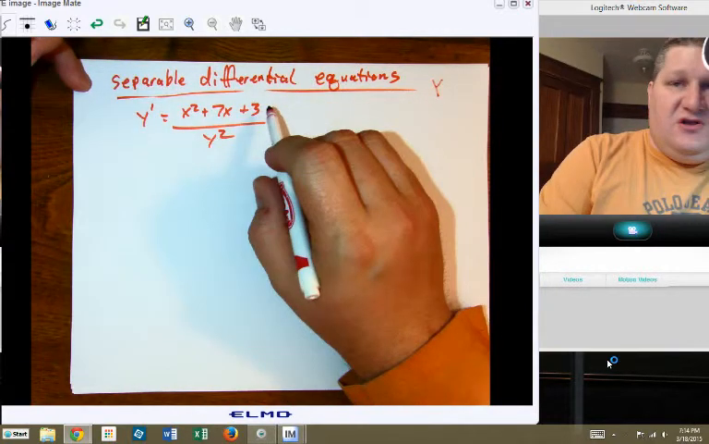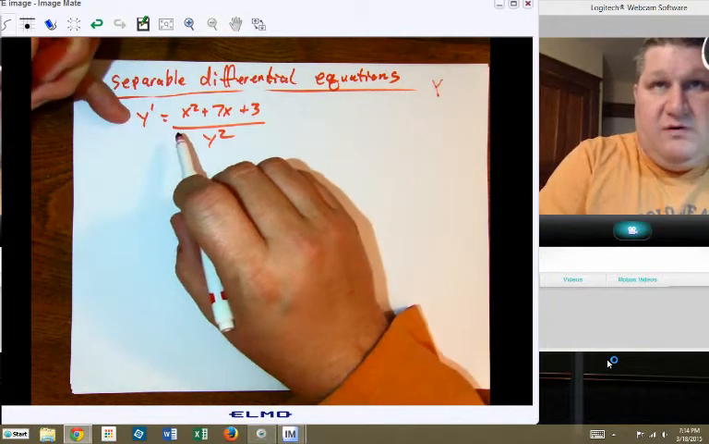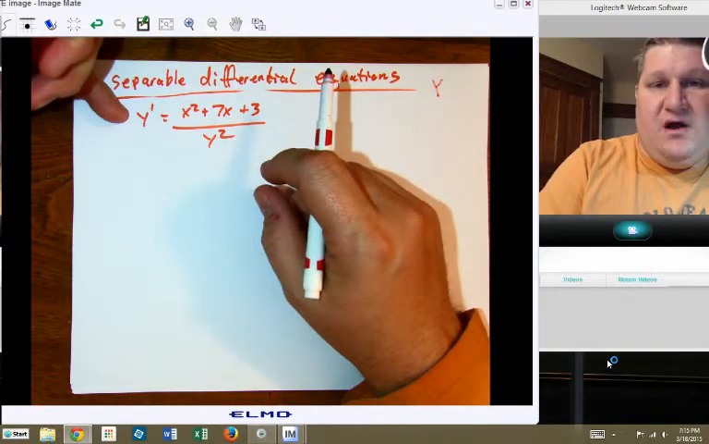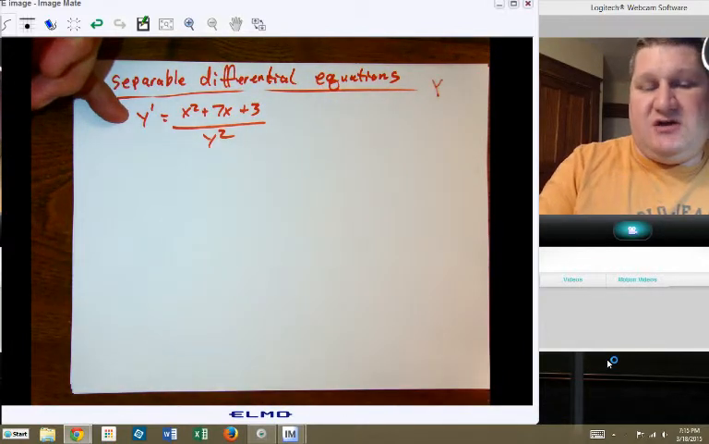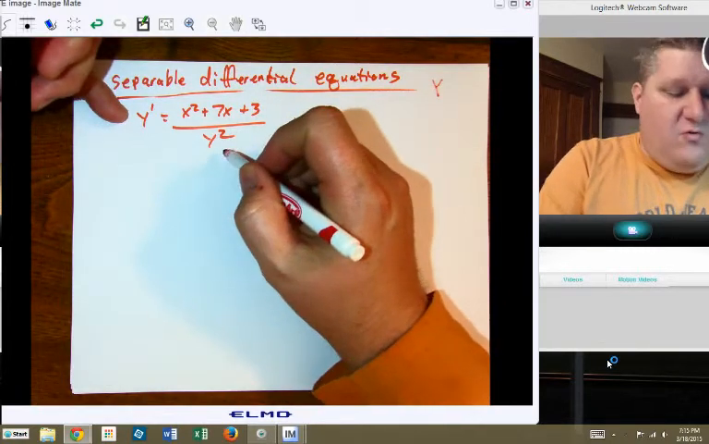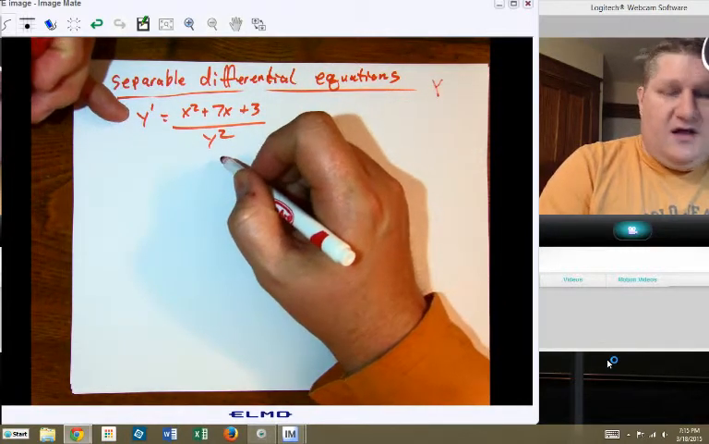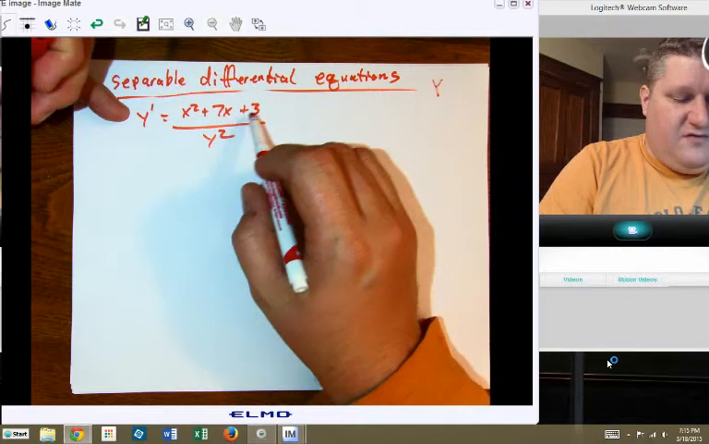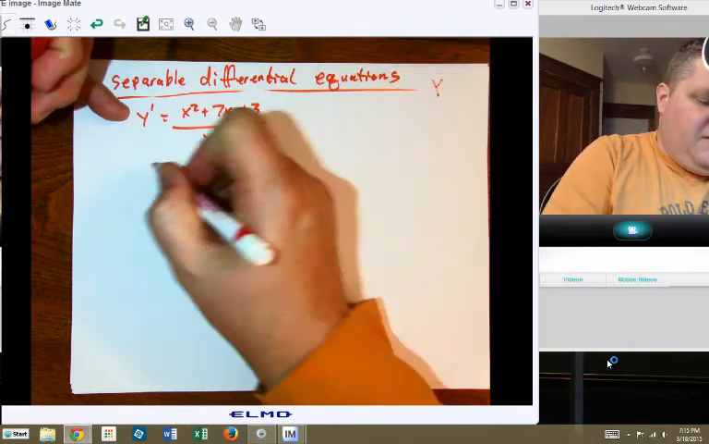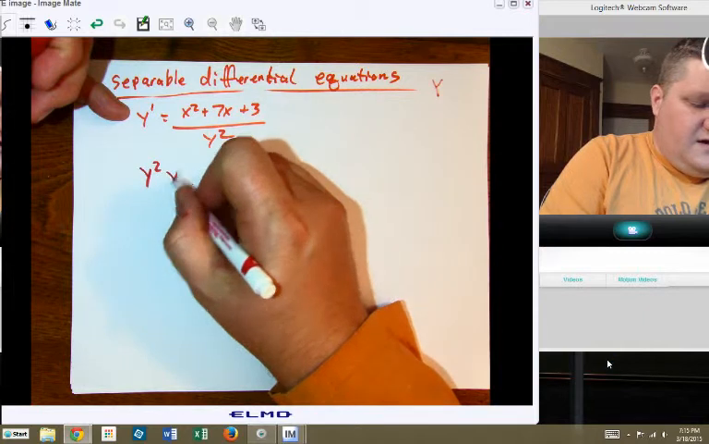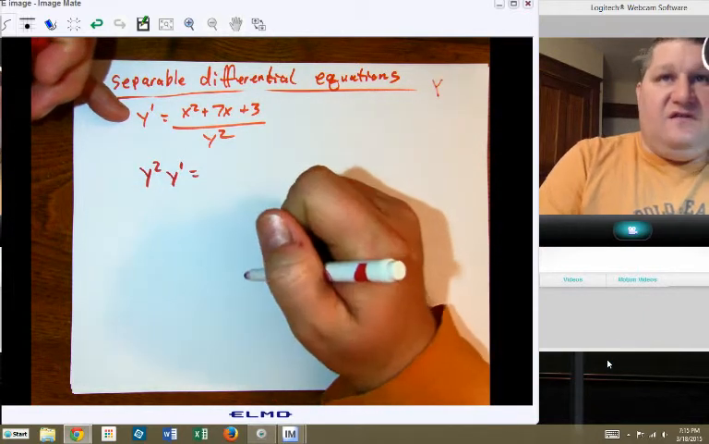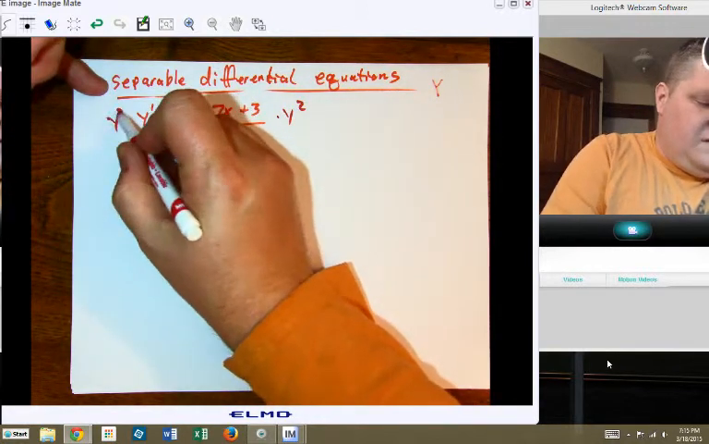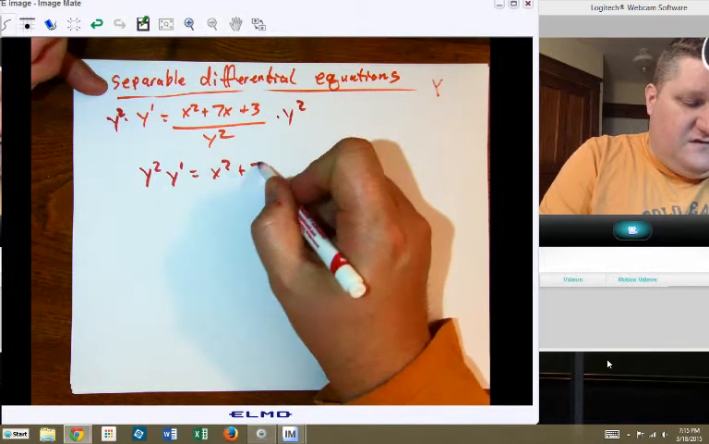Now, separable differential equations are literally what they say they are. They're things that you can separate. So just like the previous example where we got into some inverse natural logs, this isn't going to be quite so complicated. In fact, if I have y prime equals x squared plus 7x plus 3 all over y squared, this is really a fairly routine problem that can be done fairly simply. I have y squared times y prime, because I can multiply both sides by y squared, giving me x squared plus 7x plus 3.